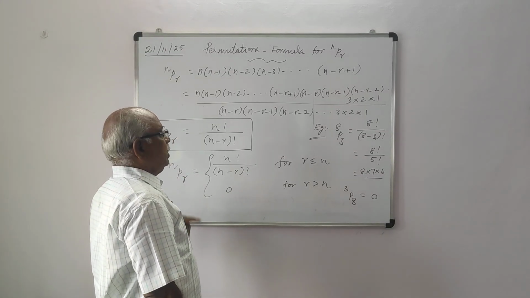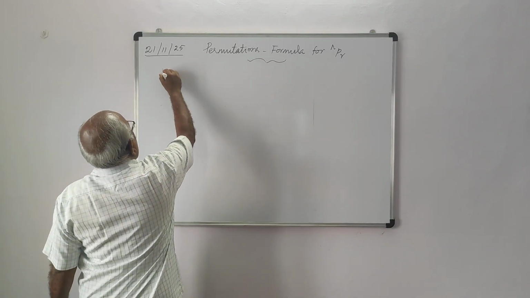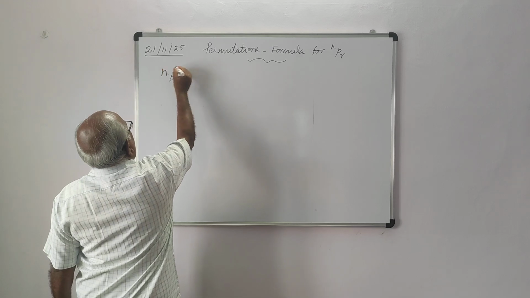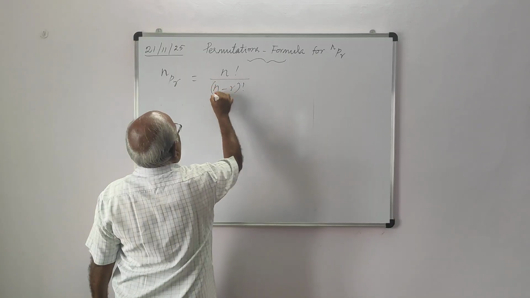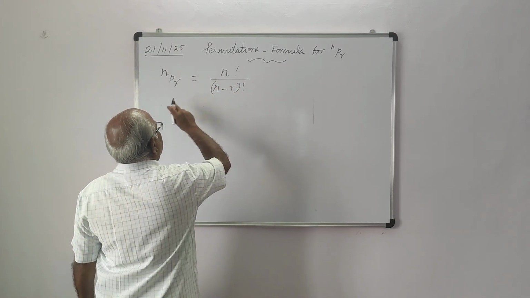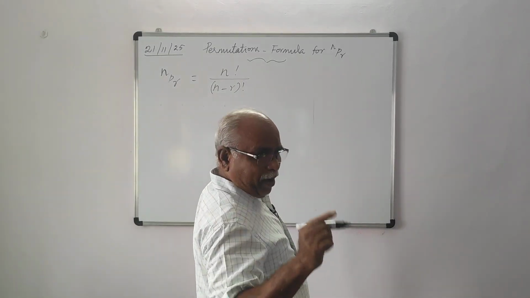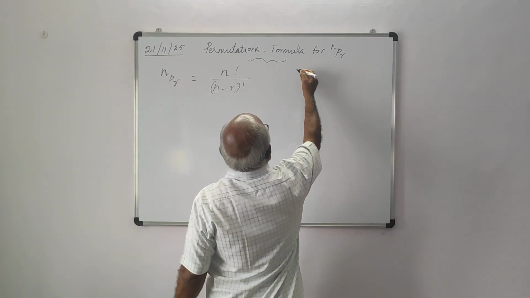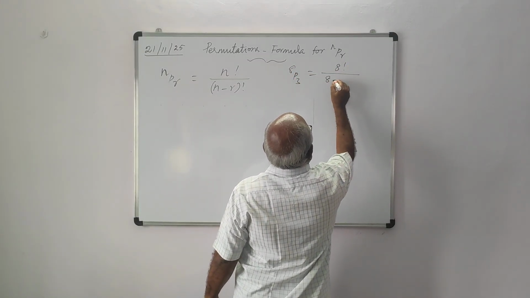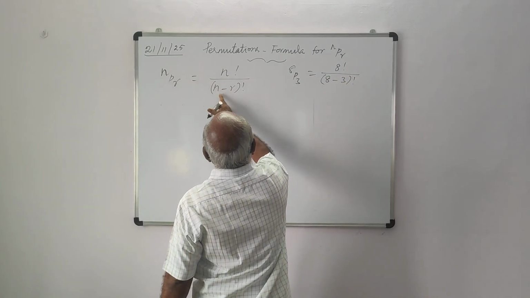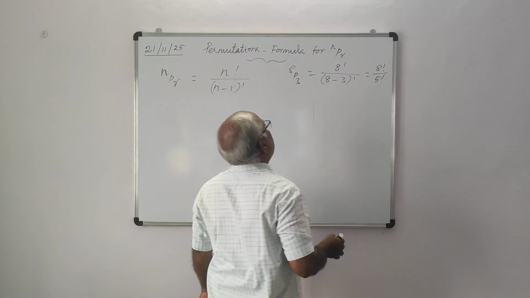Next, I am going to give some properties of nPr. Now we have derived the formula for nPr: nPr equal to n factorial by n minus r factorial, where n is greater than or equal to r and n is greater than or equal to 1. And I gave one example, 8P3, that is 8 factorial by 8 minus 3 factorial, because n is 8 and r is 3. This is 8 factorial by 5 factorial, as we have seen.